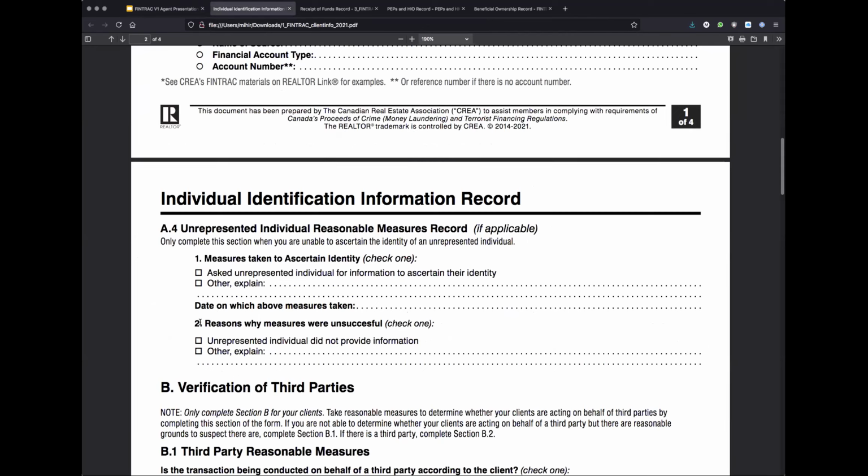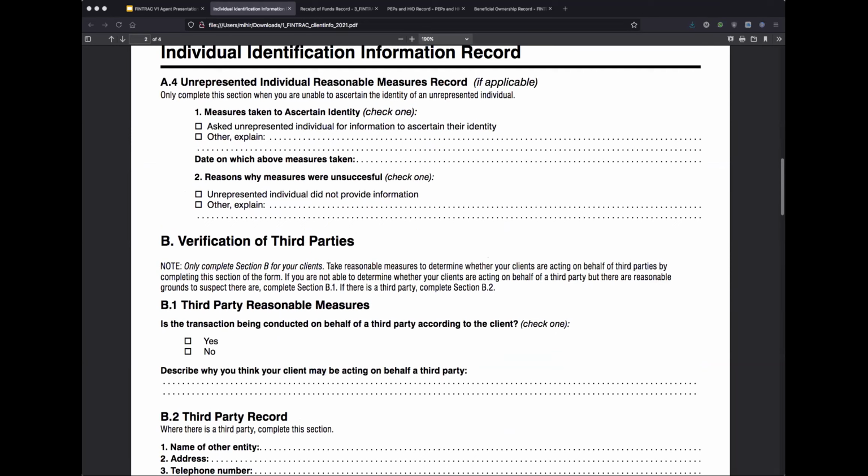So if the seller does not respond with an ID, record the reasons why measures were unsuccessful, or that they did not provide information. If there are any other reasons, you have to explain them in full.